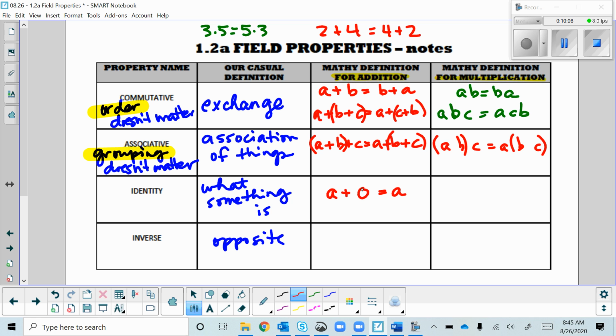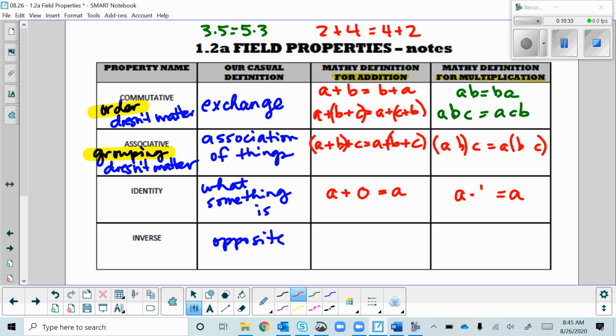Adding 0 to any number results in the answer of that number. It stays the same. Take a second and just think about what that would look like for multiplication. If I have a number A, what do I have to multiply it by so that it still is what it is? And its identity remains the same and it hasn't changed. What number do you have to multiply it by?